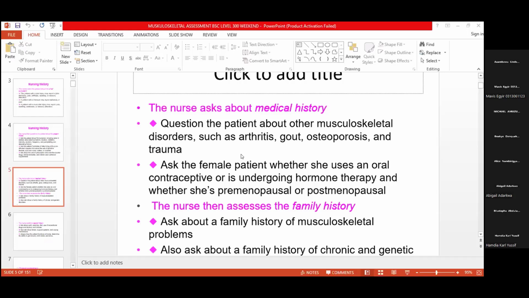So you ask all these questions. You assess the family history. Yes, there are some families, by the time you hit 40 years, you start complaining of joint pains, waist pain.